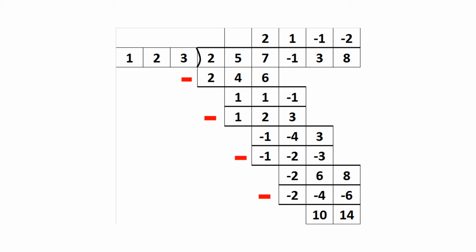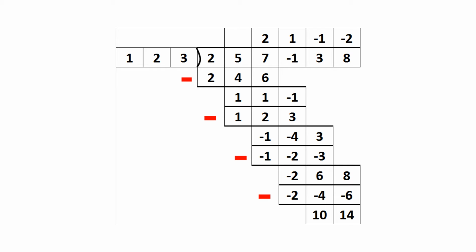Then we ask the question, what times 1 gives you negative 2? Negative 2. Okay, that's up in the quotient. Now, negative 2 times 1, 2, 3 is negative 2, negative 4, negative 6. We apply the negative and add. So we'll have 2 plus a negative 2, that's 0. That's what we wanted. And negative of negative 4 is 4 plus 6 is 10.